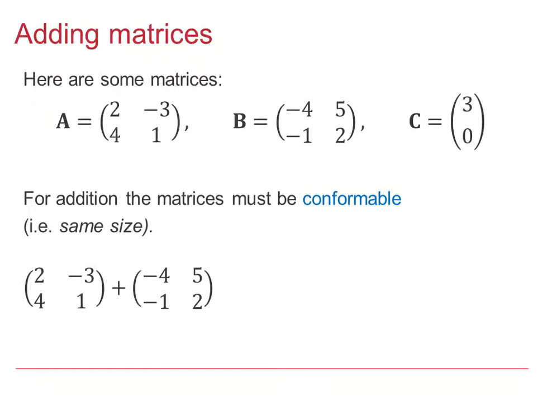Adding matrices. Here we have some matrices. In order to be able to add matrices, they must be conformable, i.e. they need to have the same size. So it would be possible to do A plus B. However, if we look at B plus C, these are not conformable. They don't have the same shape, and therefore we are not able to add them together.